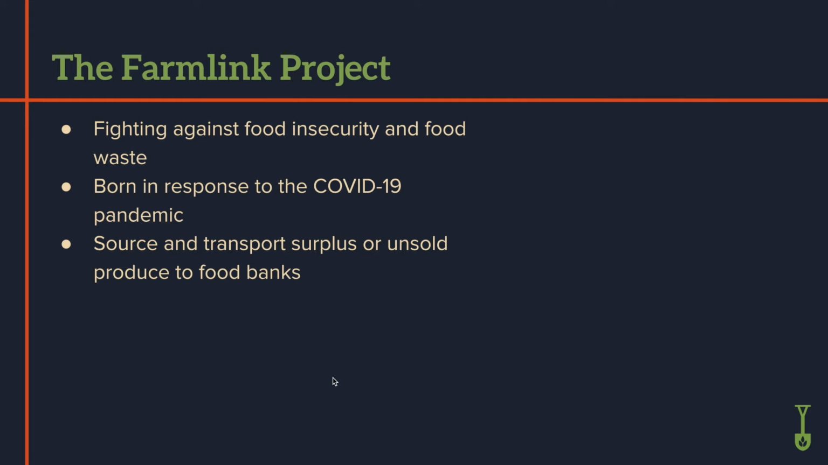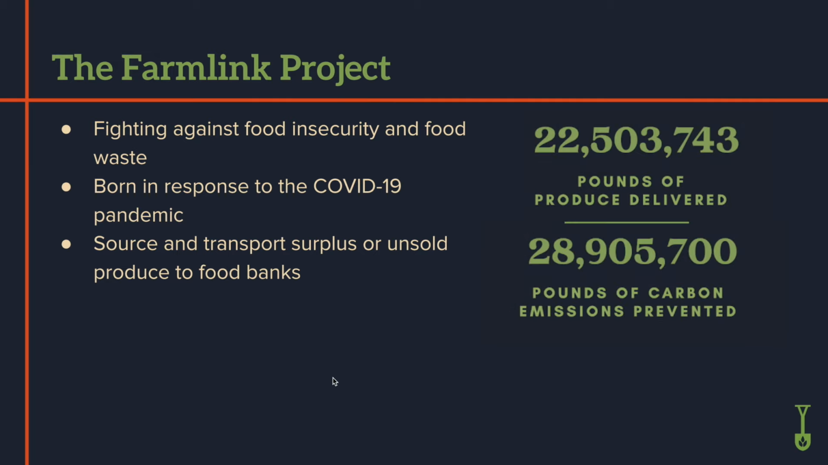More on the Farmlink project, it is a student-run nonprofit that has started up in response to the COVID-19 pandemic. Over the last 9 months, the nonprofit has been sourcing and transporting surplus and unsold produce to food banks in the fight against food insecurity and food waste. So far, Farmlink has delivered over 22.5 million pounds of produce, and has prevented over 28.9 million pounds of carbon emissions as well.